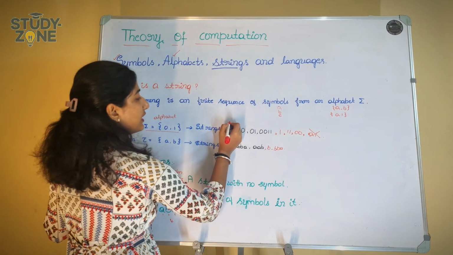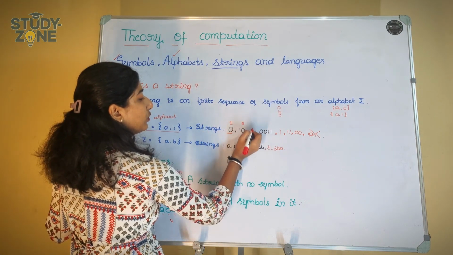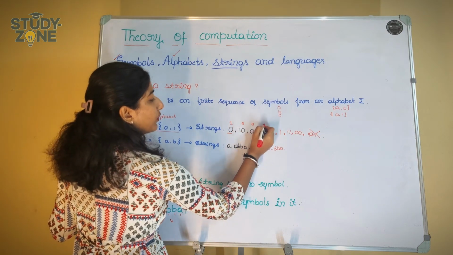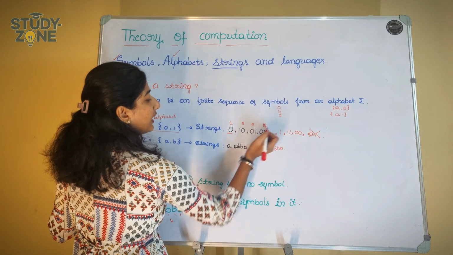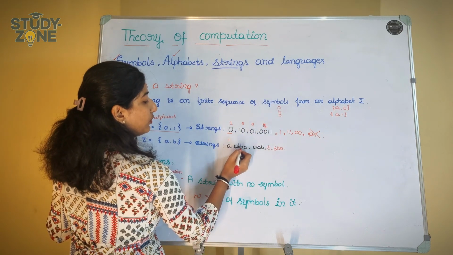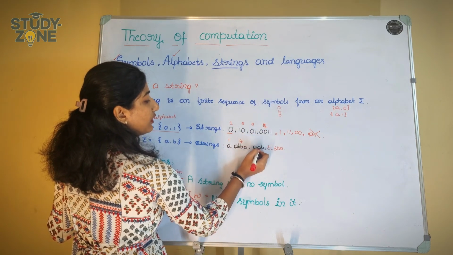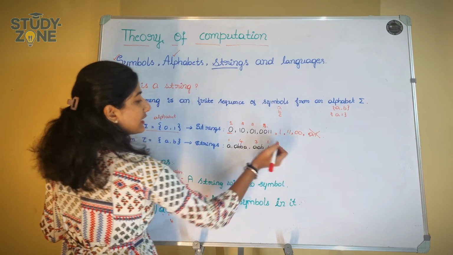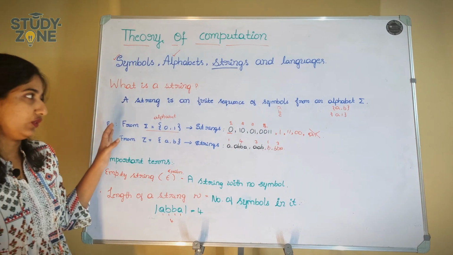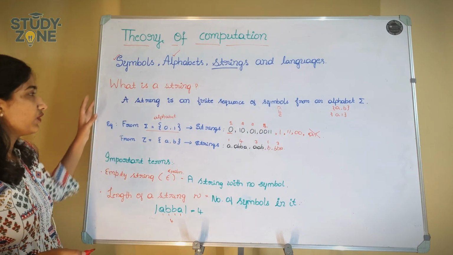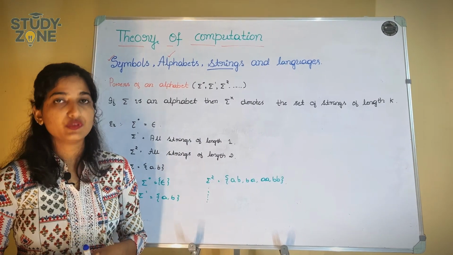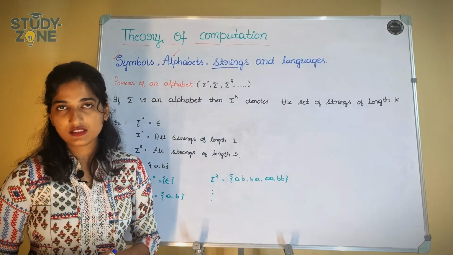Here length of a string is 1. Here 2. Here also 2. Here 1, 2, 3, 4. Sorry, 4. Correct? 1, 2, 3, 4. Here 1, 2, 3. Here only 1, 2, 3. Is it clear? This is how we find length of a string. So this is about string. Okay, we have seen about symbols, alphabets and string.